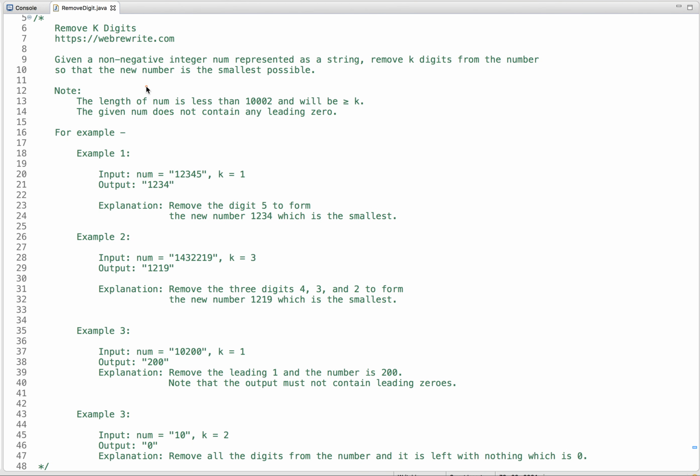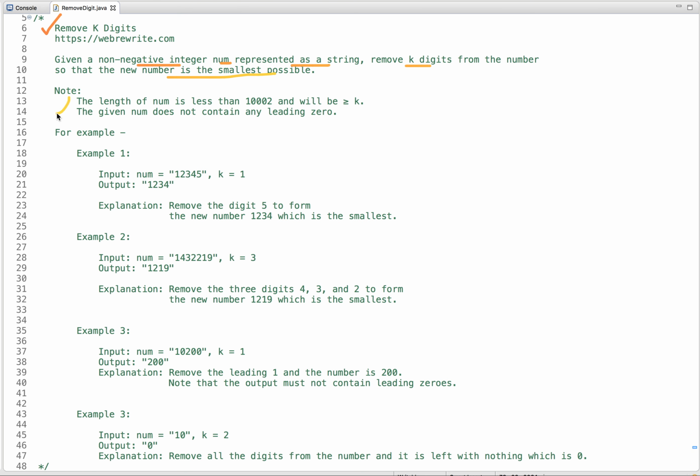In this tutorial, I am going to discuss a programming question, remove k digits. So the problem statement is: given a non-negative integer num represented as a string, remove k digits from the number so that the new number is the smallest possible.